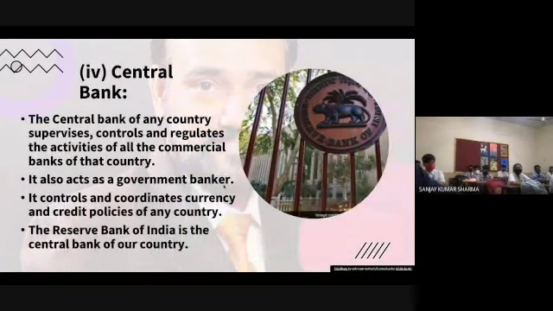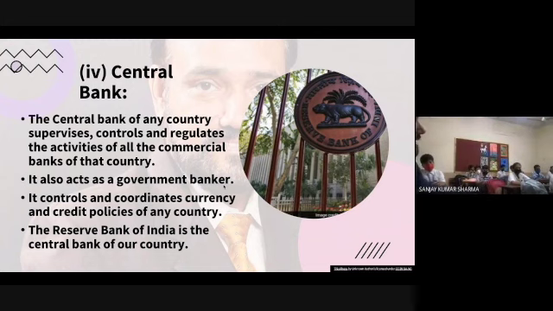Then comes the central bank. In central bank, you just have to understand this much, and you will be able to easily connect it. This is the bank of the banks. It is a bank of banks, right? You can say the monitor of the banks, or the class teacher of the banks. This bank will basically be controlling all other banks. Making sense? It is the banker of the government also. That is why it is called the central bank.